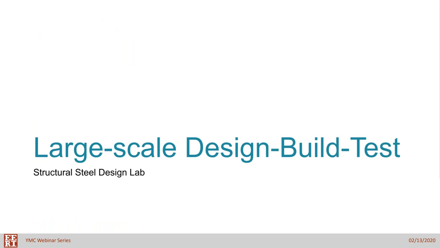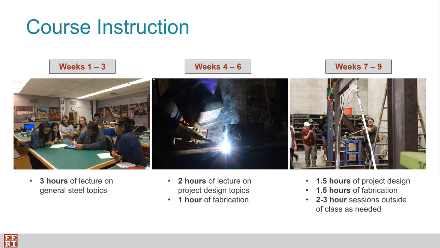So for the large-scale design build test project, the course instruction had to be modified a little bit from how the course normally runs. In weeks 1 through 3, students receive 3 hours of lecture and sometimes one-on-one small group discussion on general steel topics that were traditional in the course before the course modification. In weeks 4 through 6, the new aspect is that 1 hour of fabrication occurs every class period.